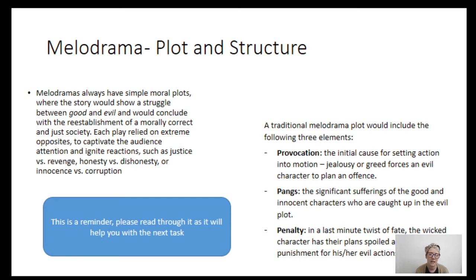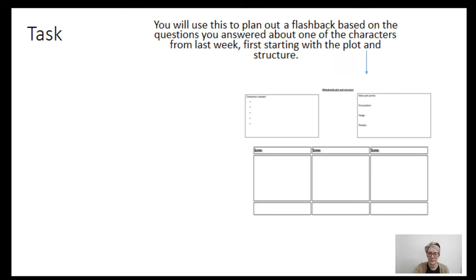And the penalty, which is in the last minute twist of fate, the wicked character has their plans spoiled and receives a punishment for his or her evil actions. So remember, as part of the next task, you will need these 3 elements to identify a very clear melodramatic plot. So you'll see as part of your assignment there is a worksheet, which is a storyboard.